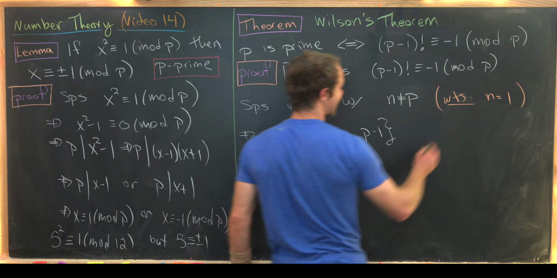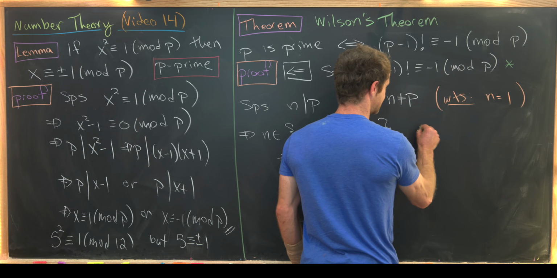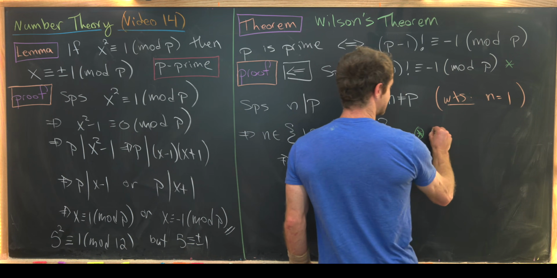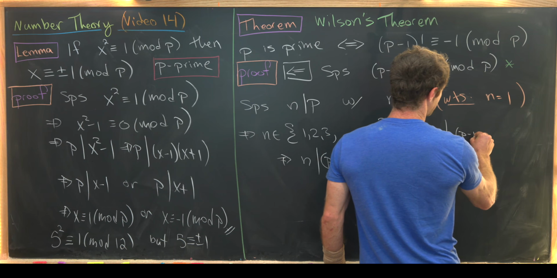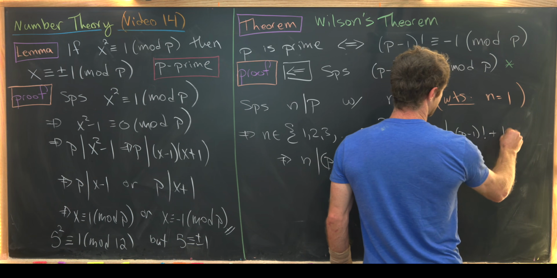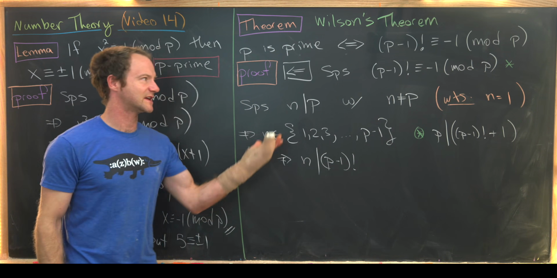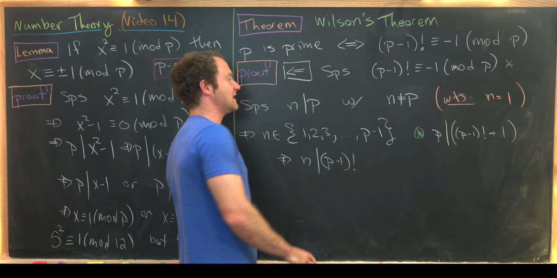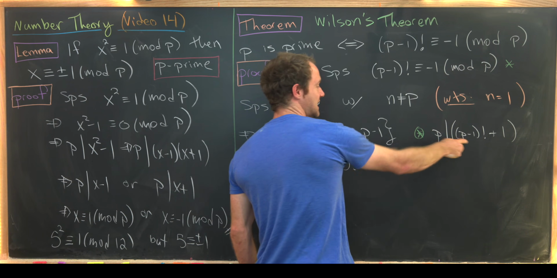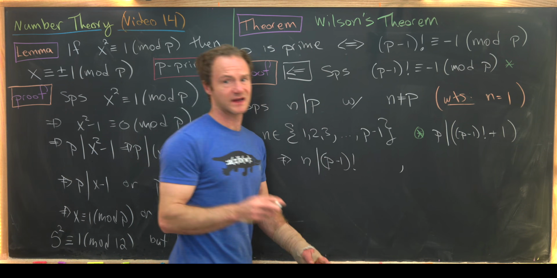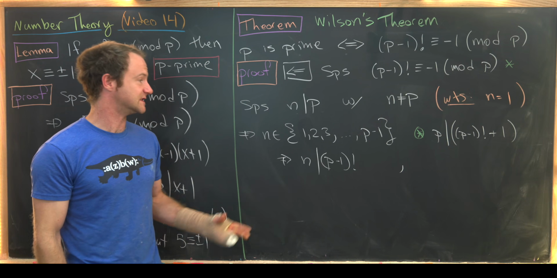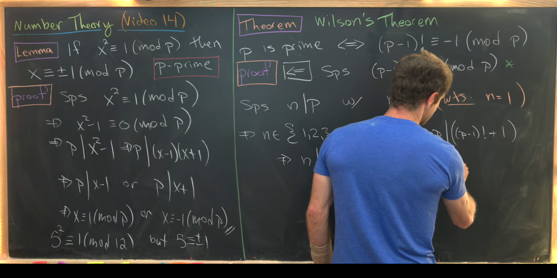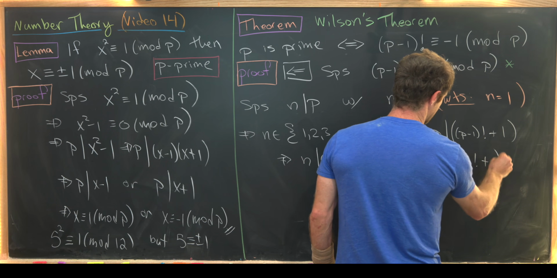Next, let's notice that our hypothesis up here, which I'll bring down with this green star, implies that p divides p minus 1 factorial plus 1. Again, that's just the definition of congruence modulo p. But then the fact that n divides p, and p divides this, with the transitive property of divisibility, tells us that n actually divides this object, p minus 1 factorial plus 1.